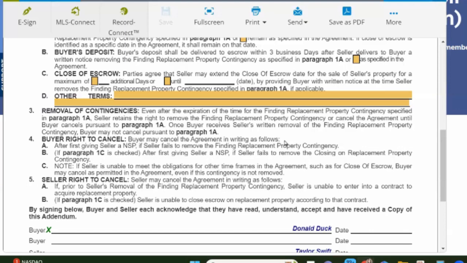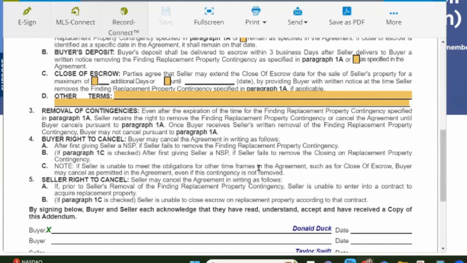Once the buyer receives the seller's written removal of the finding replacement property contingency, the buyer can no longer cancel based off of that. I know that was a little bit confusing, but it's common sense though. And then buyer's right to cancel. So it's saying that buyer can cancel if the seller doesn't remove their finding replacement property contingency, or if they fail to remove their closing on replacement property contingency.